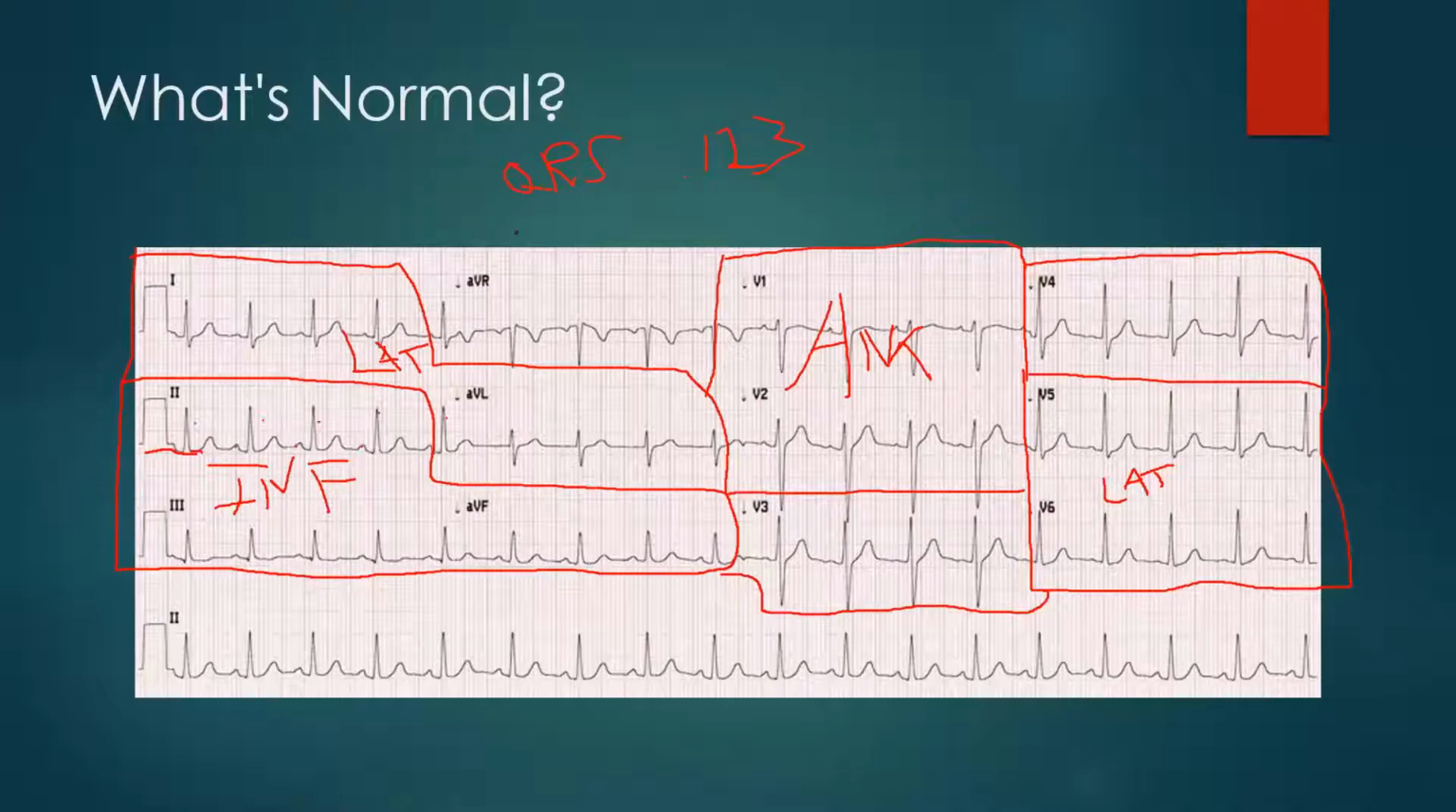To diagnose an MI, you have to have 2 contiguous leads. That means you have to have 1 and AVL, or AVL and V5, or 5 and 6, or 2, 3, AVF, 1 and 2. Two of those have to be elevated more than 1 millimeter in the ST segment.